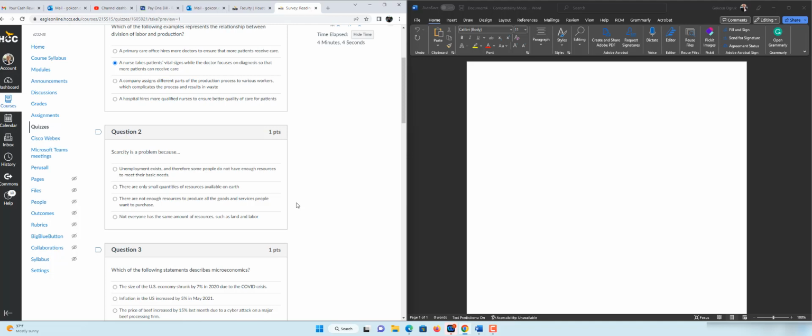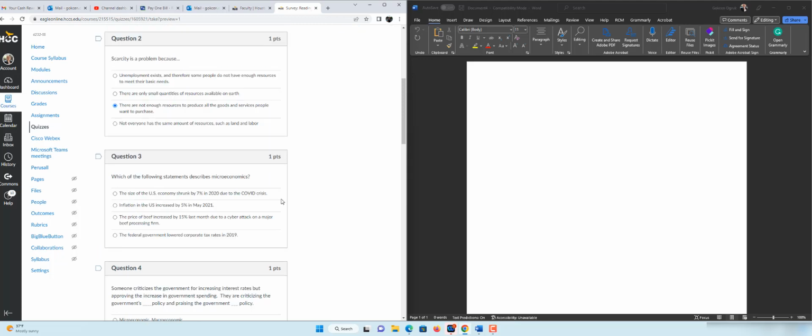Second question: scarcity is a problem because there aren't enough resources to produce all the goods and services people want to purchase. Scarcity is the main problem we study in economics because we have limited resources and we need to find a way to produce enough goods and services for everyone. Because of scarcity, we need to make decisions in production and in any actions we take.